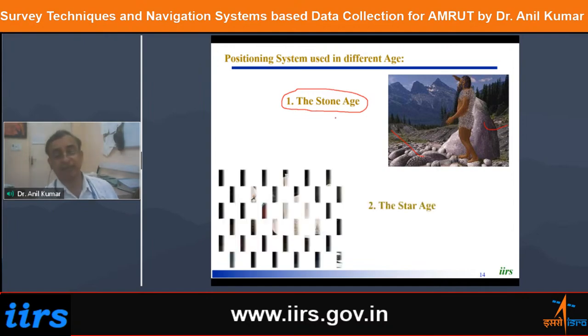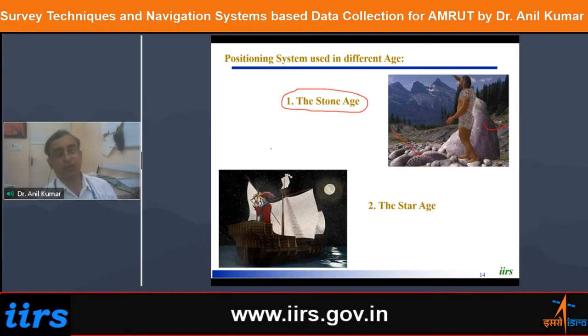Second, if they are moving on the water surface, the question comes, where is the landmark? There is no landmark. So people looked upside and noticed the natural planets. With the help of these planets, if they did very good, very accurate measurements, they could find out their position in the form of latitude, longitude, and height, and also get the time. The example is the sun clock. So that was the star age.